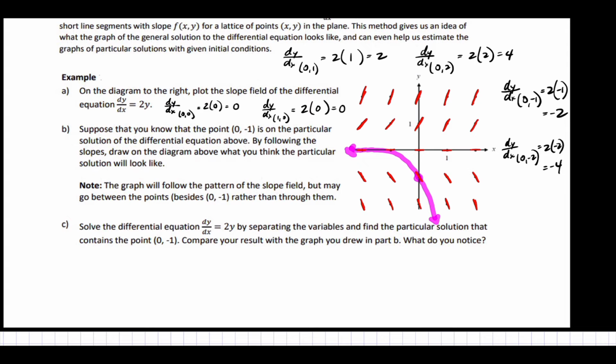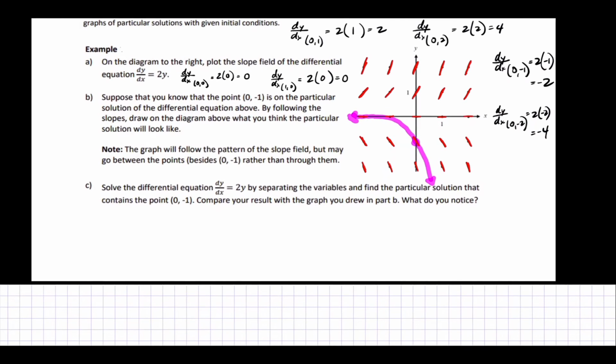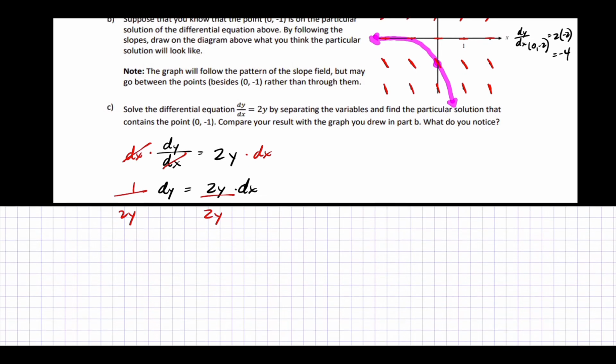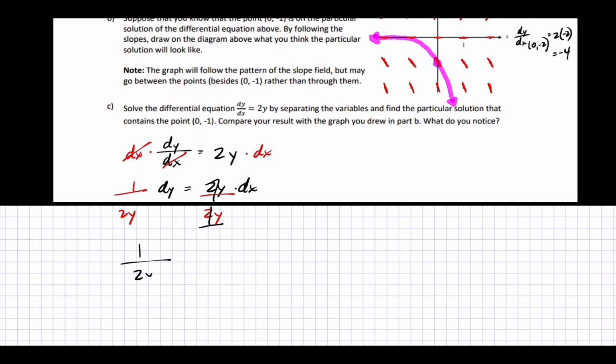Okay? So part C says, let's actually do what we've been doing. Separate the variables and solve that way. So for part C, let's solve it the way we've been solving it. Y is on the left, X is on the right. So we get 1 over 2y dy equals dx.